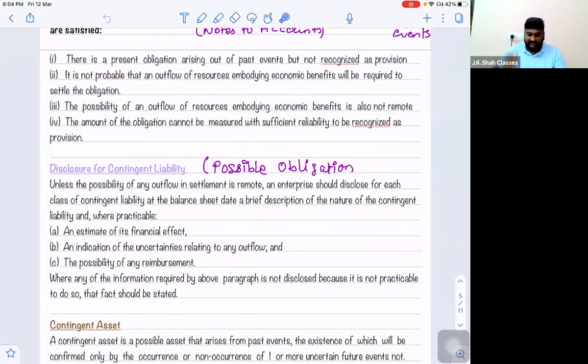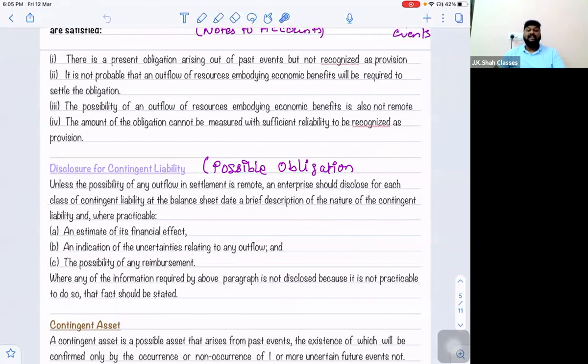Now, please understand, a brief description of the nature of contingent liability is compulsory. It means you have to briefly disclose the nature of the contingent liability that is currently present. That is compulsory. But points A, B, and C, only if you are able to calculate them, then you tell it, or else it is not compulsory. Point A, an estimate of its financial effect, means what will be the amount of liability. If you can measure it, no problem. If you cannot, ignore it.